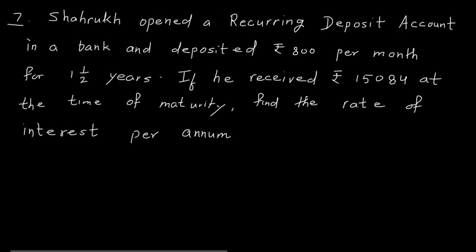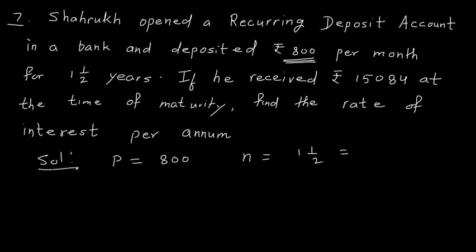Now let us move to the seventh problem. Here is the seventh question. Shahrukh opened a recurring deposit account in a bank and deposited rupees 800 per month for 1.5 years. If he received 15,084 at the time of maturity, find the rate of interest per annum. Here in this problem, I will ask you to solve it by yourself. Let us write what is given. P is given, 800 rupees, N is 1.5 years. So 1.5 years is equal to 12 plus 6, 18 months.